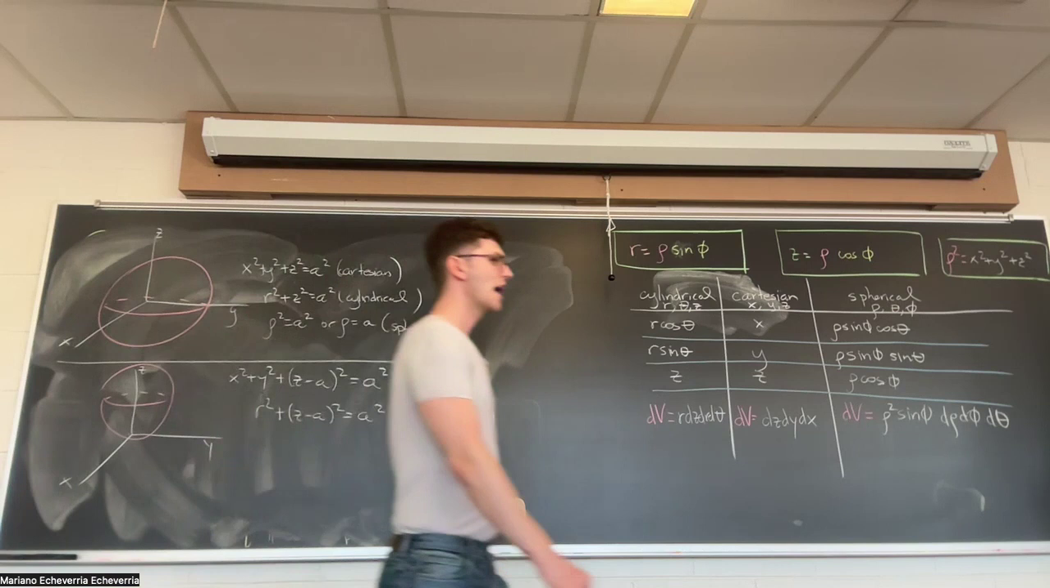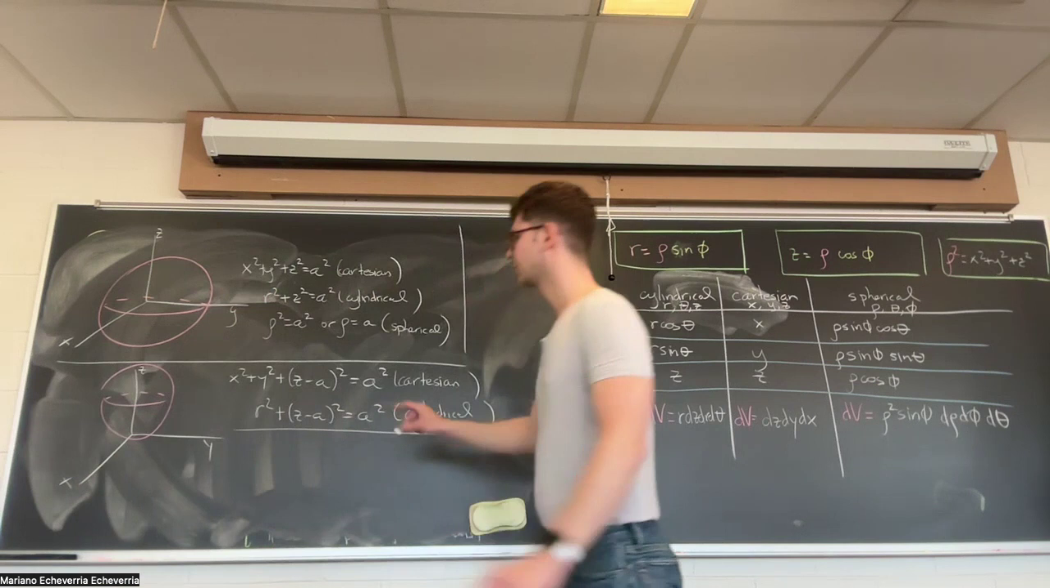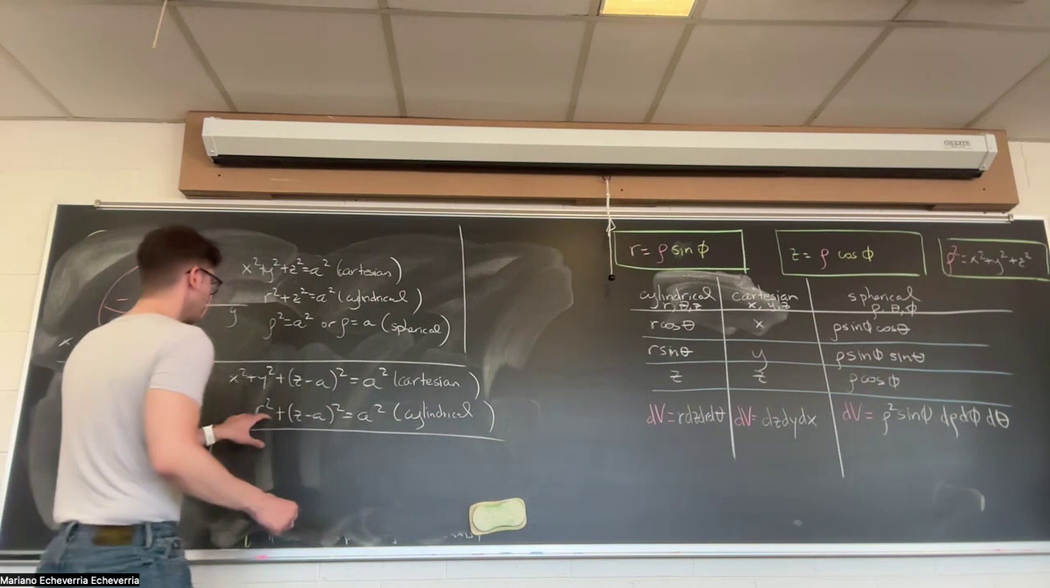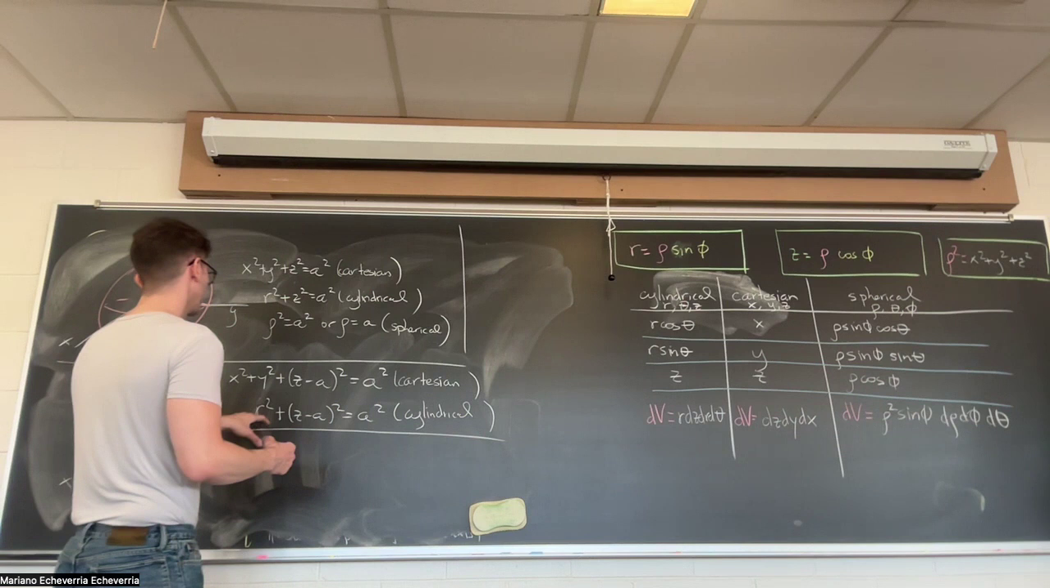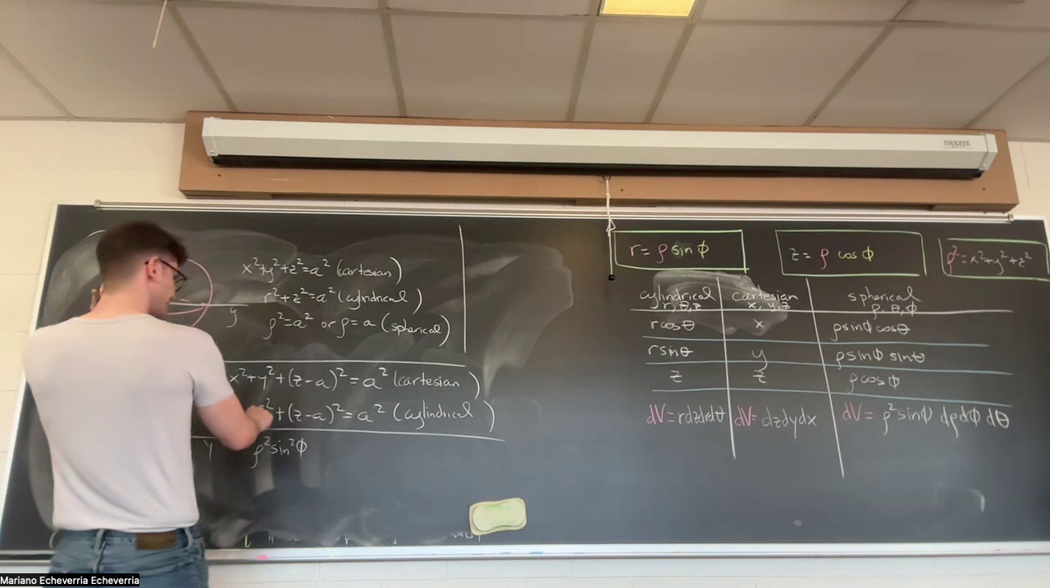And then how does it look in spherical? There are a couple of ways to do that, but you can start from this version. I'll do some work to show you how it looks in spherical, because it's a useful exercise. To switch it to spherical, you can use that r is rho sine of phi, so r squared becomes rho squared sine squared of phi. That's what happens to r if you use the first equation that I put inside the box.